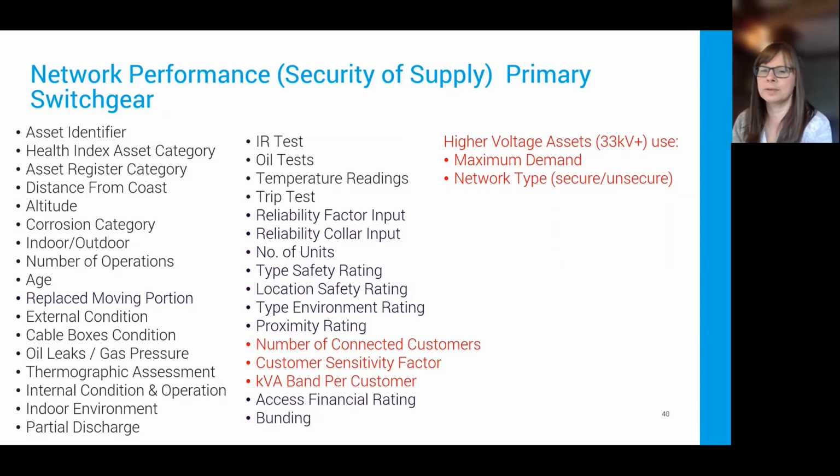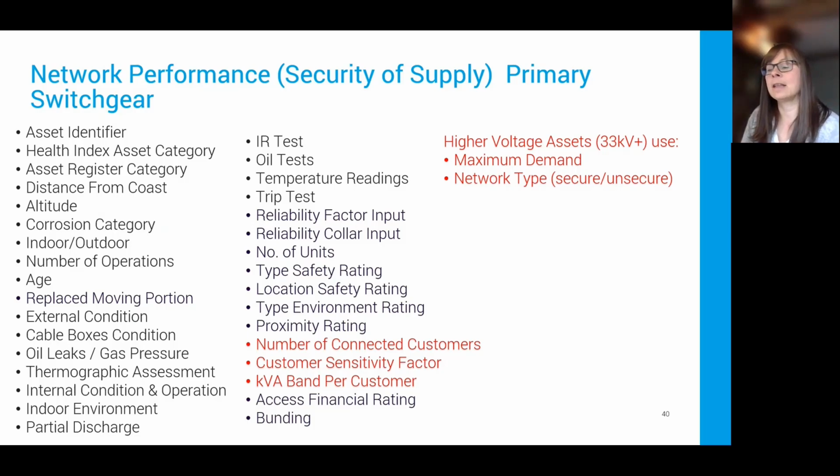So we look at the number of connected customers, we look at the customer sensitivity. This is things like vulnerable customers. In the UK, we have this duty of care to look at vulnerable customers. And then we also have a KVA band. This gives us an idea of whether we're supplying factories or hospitals or other types of asset where we need to include a multiplier.